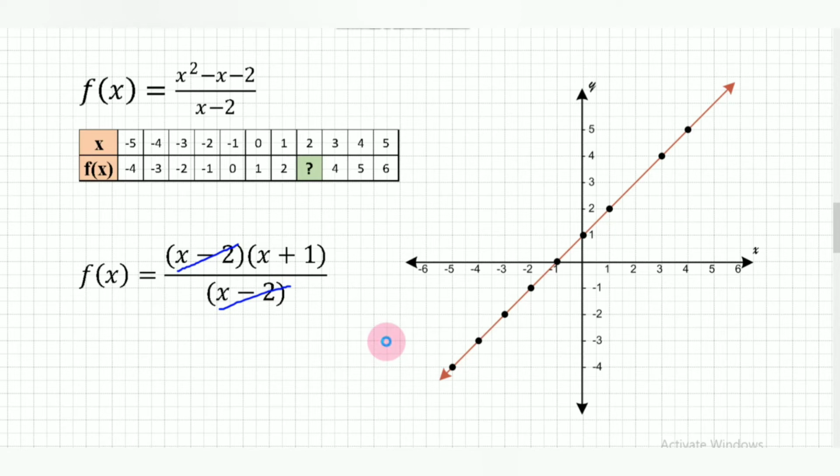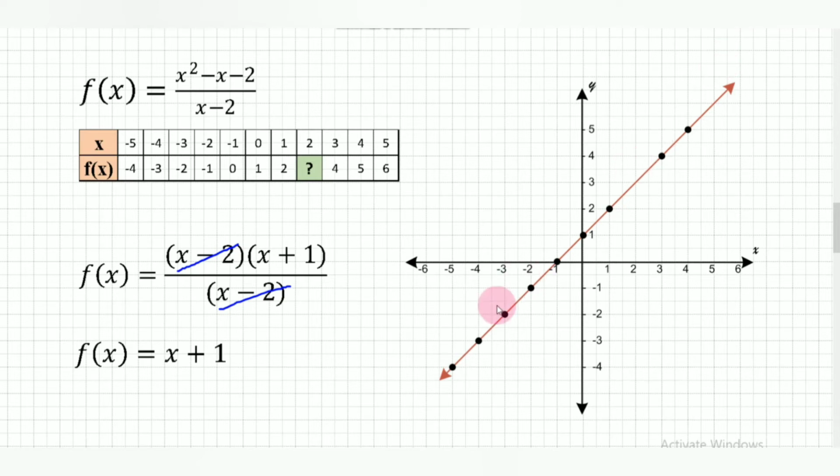And let's just simplify this function, and voila, we have x plus 1 as your f(x). So wow, actually it is a linear function. So that's why you can have a confirmation that actually it shapes a straight line.